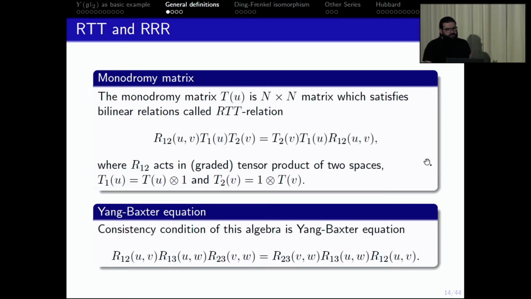Okay, so let me explain. For the next part, we can consider some RTT relations when our monodromy matrix is an n by n matrix. It can work more or less for a wide class of R-matrices, even not difference-type, not depending on the difference of spectral parameters, but a wide class actually. And our R-matrices should satisfy the Yang-Baxter equation. It's the condition of consistency of our algebra.